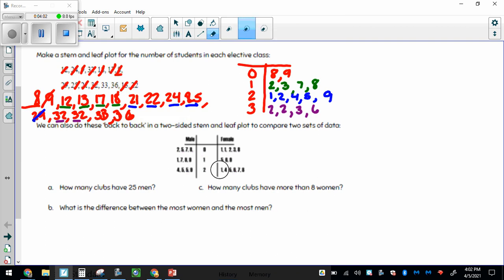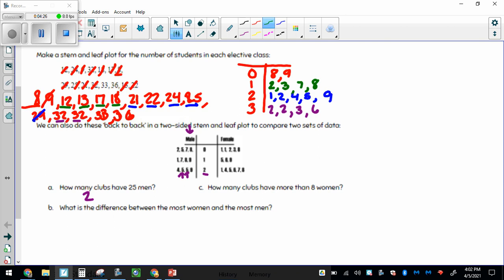All right, so it is the same idea, back to back. The middle is going to be all of our tens, and then each side is going to be how many there are. So the first part, how many clubs have 25 men? Well, men, I'm going to look at the left-hand side. I want 20s. 25, there are 2 of them. So 2 clubs have 25 men in them.